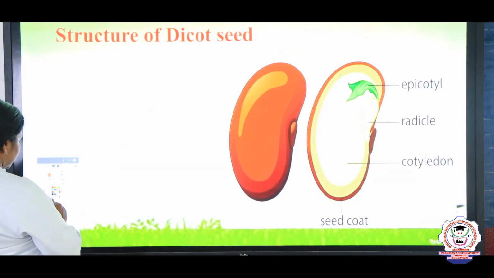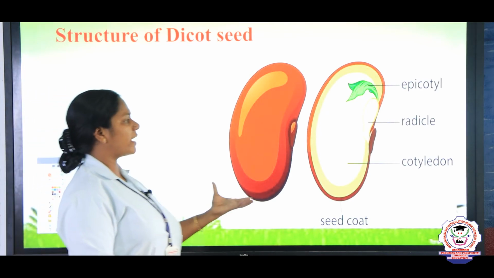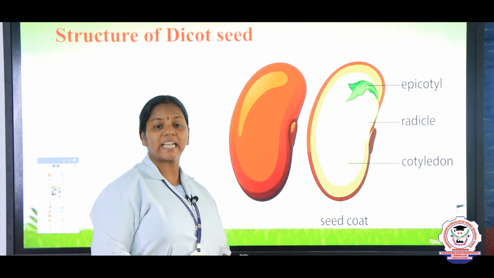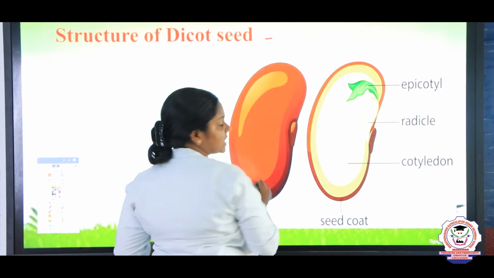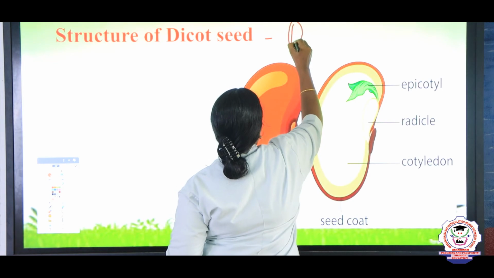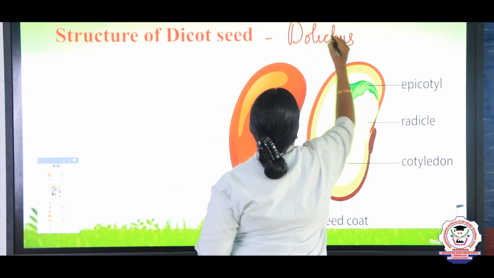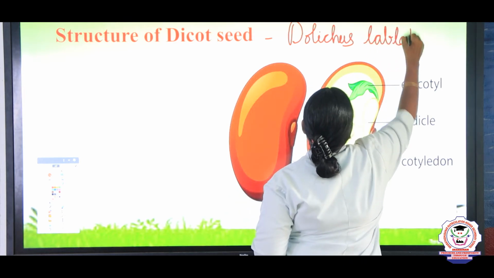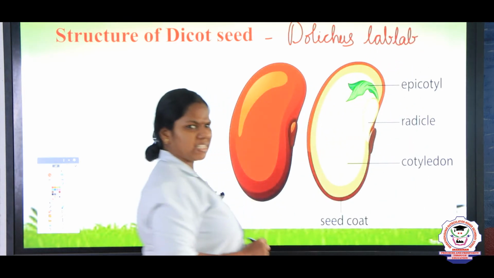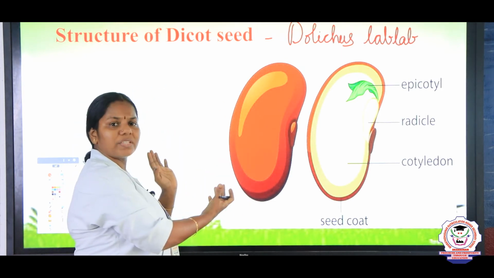So now let us see the structure of the dicot seed, right? The scientific name of the dicot, the bean seed, is Dolichos lablab. What is the scientific name of the bean seed? Dolichos lablab. Just look into the seed, children. How can you say what is the structure of this bean seed?